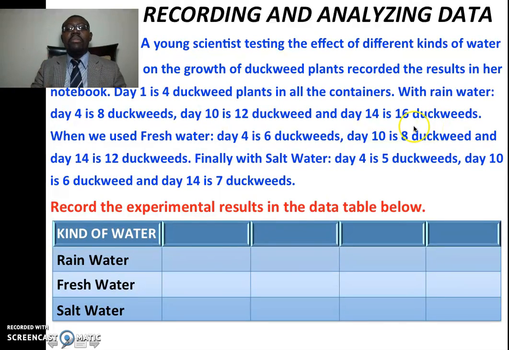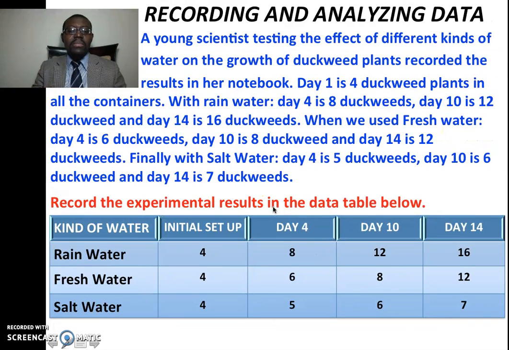So this is how, if you record your data, it's going to look. Initial setup, 4 in each. Day 4, you have rainwater 8, which you see here. Day 10, you have 12 dark-wheats, which you see here. All right. So you are just looking at what is stated in the experimental setup, then you are recording your data or your numbers accordingly. You are just picking the values from the experimental setup and recording them.